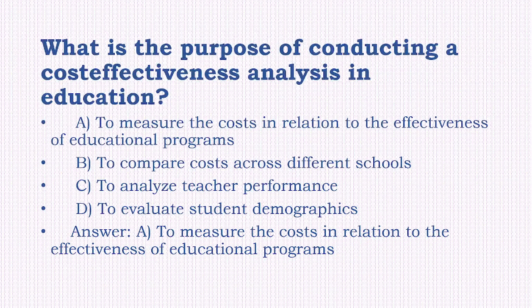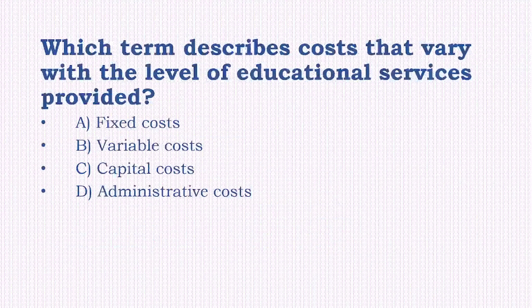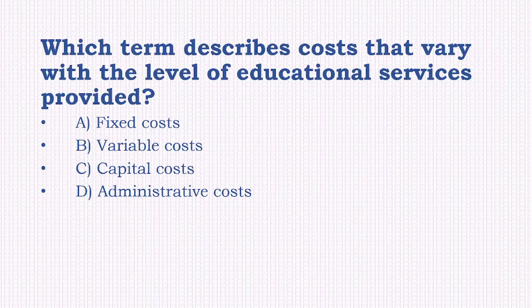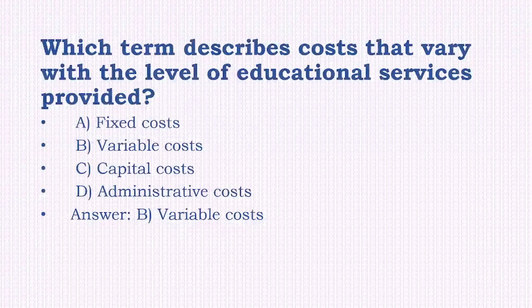Next, which term describes cost that vary with level of educational services provided? Options: fixed cost, variable cost, capital cost, administrative cost. Answer of this question is option B, that is variable cost.